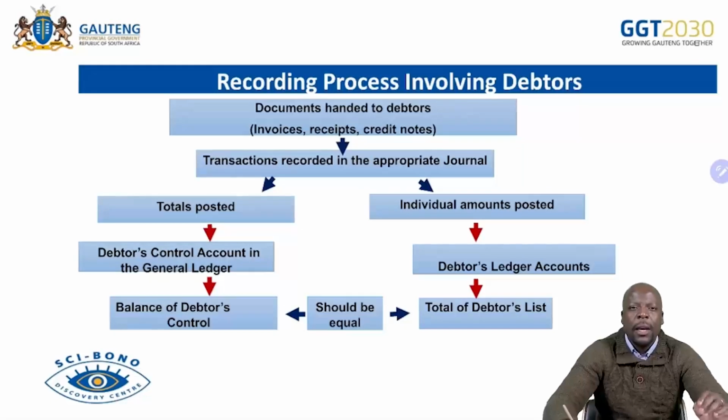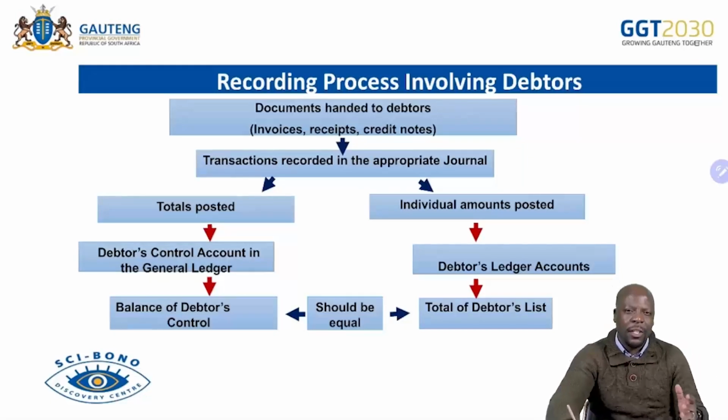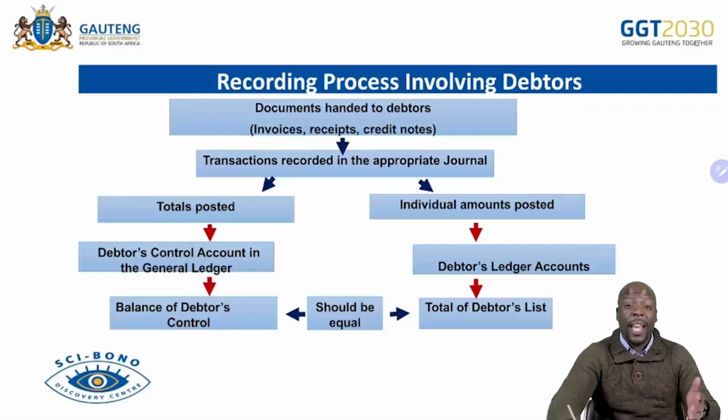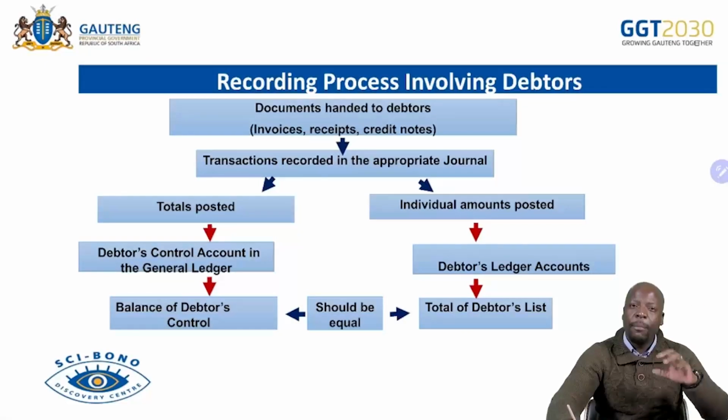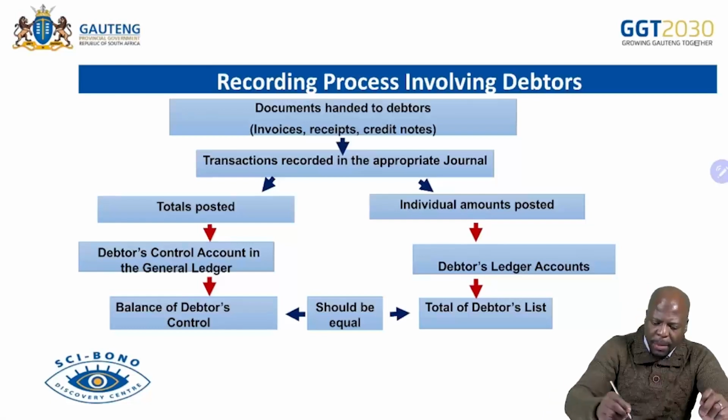Okay. This is very important, especially if you are doing reconciliation, because with reconciliations, you are trying to correct errors, but you need to understand what was done initially for us to get to the error. Now, in order for you to know that, you need to know the whole process of us recording, from the source document until we get to our debtors control as well as the debtors list.